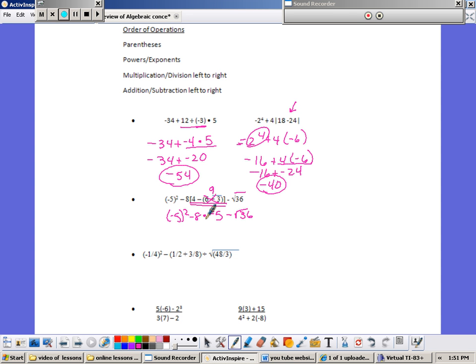Okay, so that's gone. Powers and exponents. Negative 5 squared is 25, minus 8 times negative 5 minus, at this point is when you would do your square root. Square root of 36 is 6. Multiplication or division. Multiplication, negative 8 times negative 5 is 40. 25 plus 40 minus 6. Addition or subtraction. Additions hit first, 65 minus 6, 59. Answer 59.